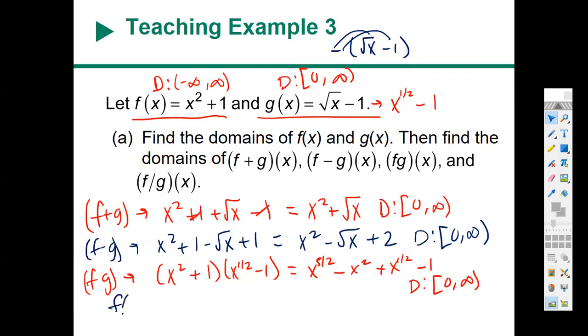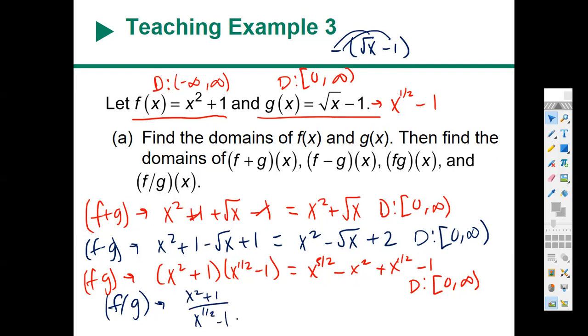All right, last little piece. We have f divided by g. There's nothing to simplify. You can't combine the x squared, because the x's have to be exactly the same in order to combine. So we have x squared plus 1 over x to the half minus 1, and you can't simplify that. So that's your answer.